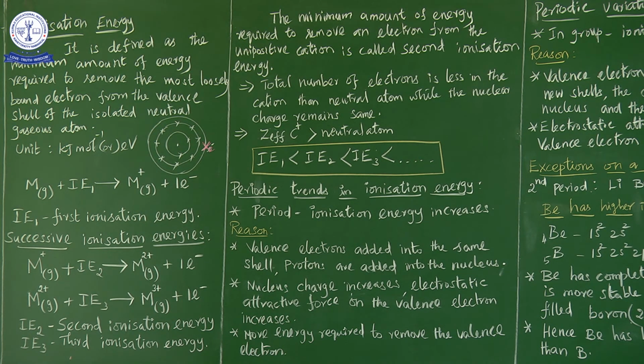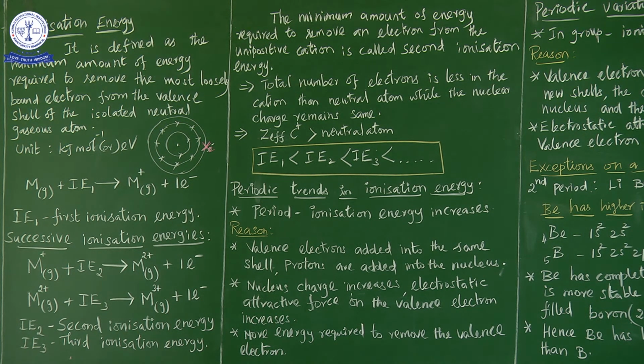The valence electrons are added into the same shell. Then the nuclear charge increases, so the attractive force on the valence electron increases. The size stays the same, but because the nuclear charge increases, the attractive force increases. So it needs more energy to remove the valence electron.